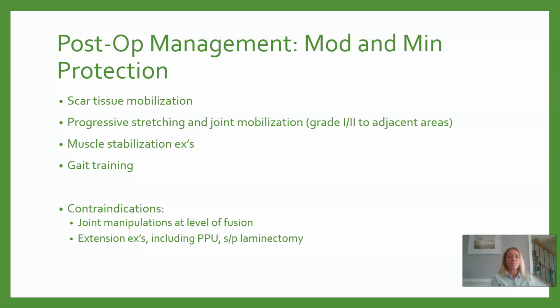We're going to do lots of muscle stabilization exercises. So this is, again, our core strengthening type stuff. I'm trying to activate all those muscles and maintaining good posture. And then we may do some gait training as well. So again, contraindications are going to be joint manipulations at the level of the fusion. And then if the person had a laminectomy, any type of extension-based exercise, because that spinous process is gone. So no prone press-ups for them.